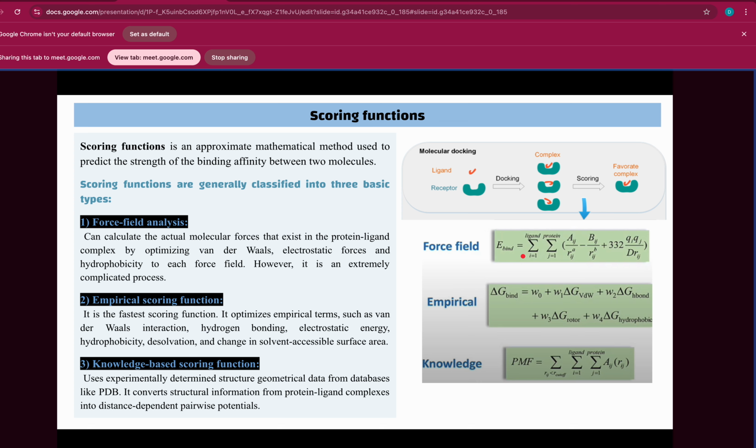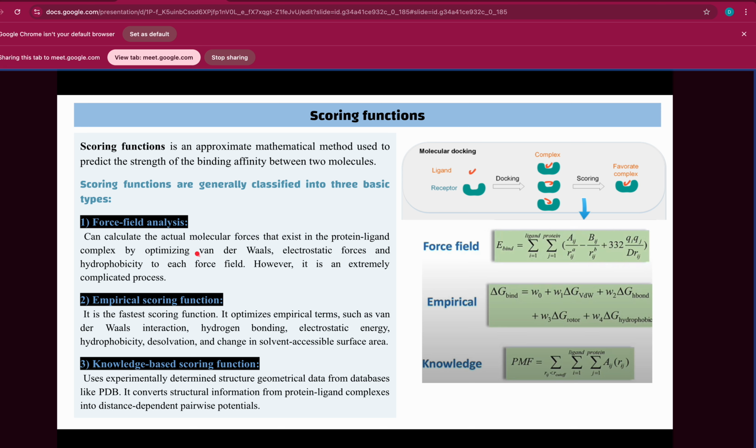If this energy is high, that means the structure is unstable and it might get dissociated. If this energy is low, then it tells you the structure is stable. That means the complex which is formed after binding of ligand and receptor is stable and it is a favorable complex. It will not dissociate. So that is what is seen in force field analysis.